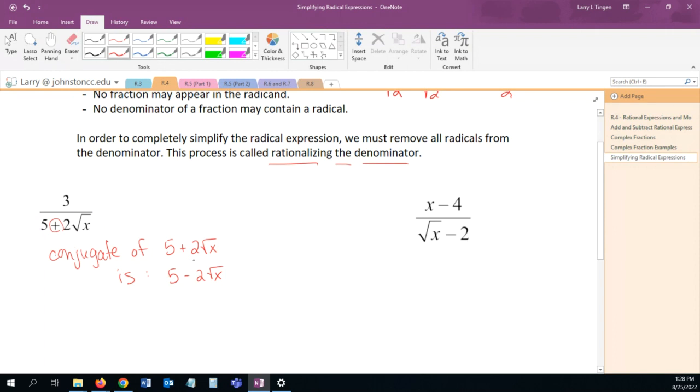And the reason that we like it, the only reason you would have it, is because when I multiply this, so that's the conjugate, I'm going to multiply by 5 minus 2 root x and 5 minus 2 root x. What happens? Minus 2 root x over, and let me make this a little easier to follow.